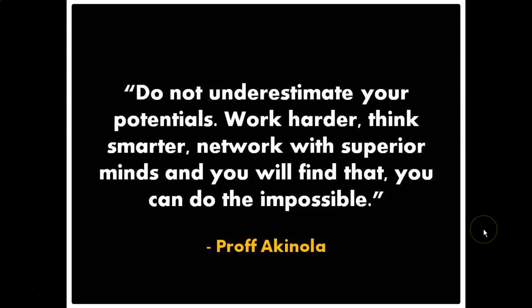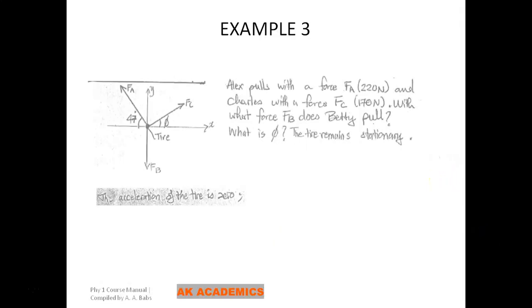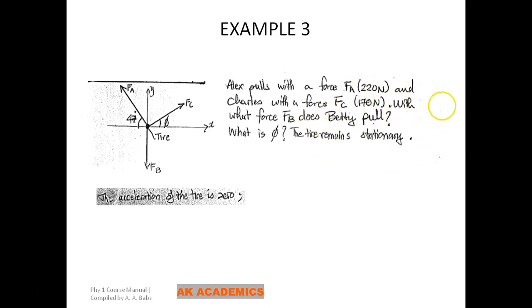Akinola. Today we're going to continue our teachings on force and motion, and then we're going to quickly look at this example together. Alex pulls with a force FA, which is 220 newtons, and Charles with a force FC, which is 170 newtons. With what force FB does Betty pull? And then secondly, what is phi? The tire remains stationary. So we're going to use this diagram or this figure to solve this problem.